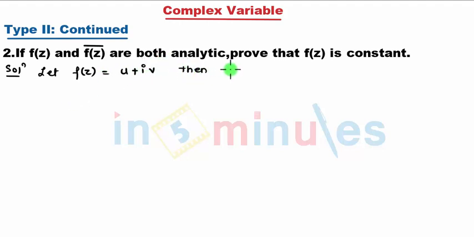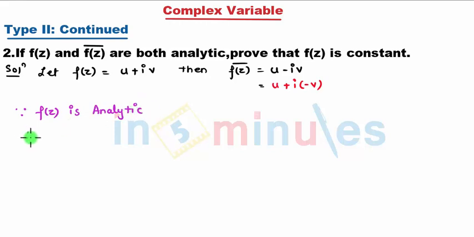Then I can say f(z̄) will be u minus iv, that is nothing but the conjugate, or else I can also write it as u plus i(minus v). Since it is given that f(z) is analytic, therefore you can say ux is equal to vy and uy is equal to minus vx. This is the CR equation when f(z) is analytic.